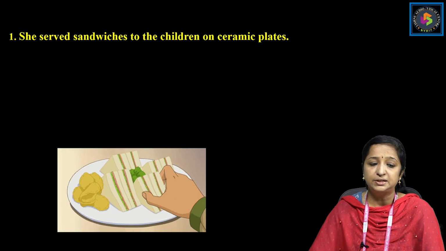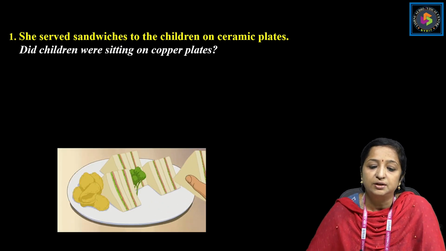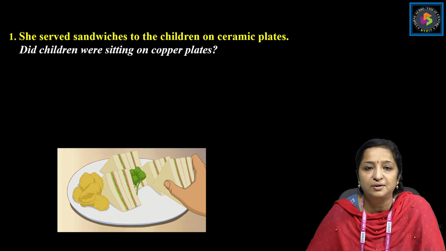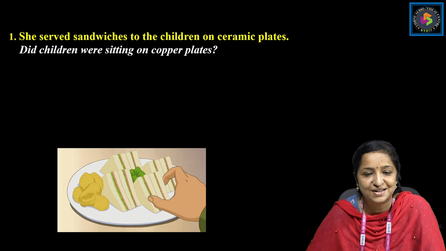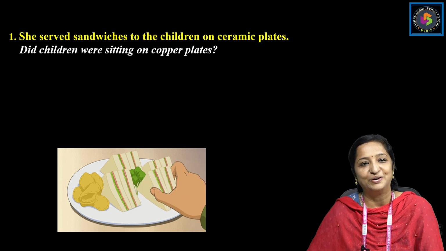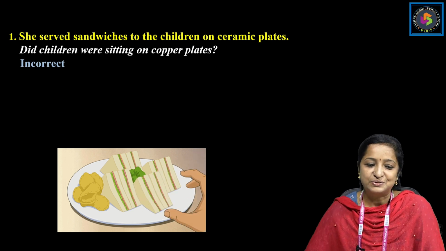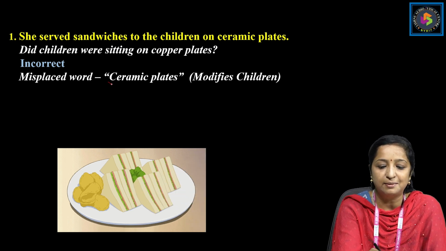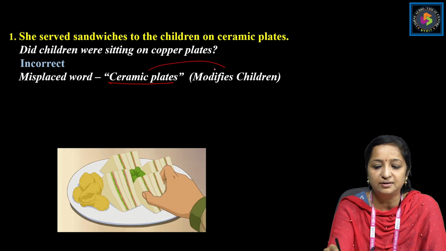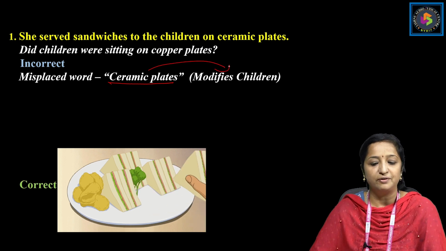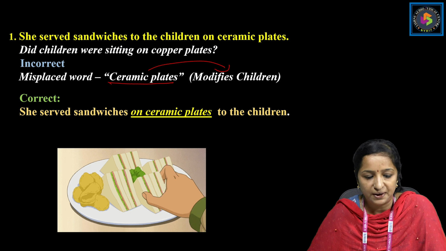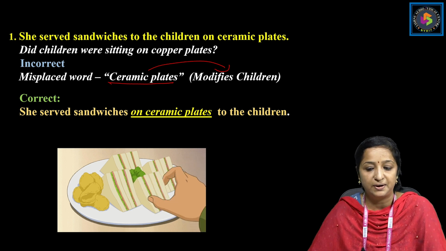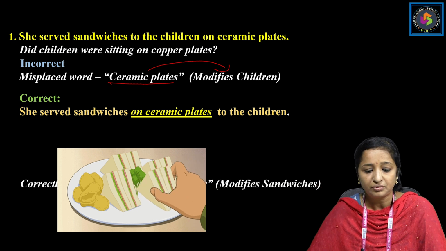So, this sentence conveys a meaning that the children were sitting on the copper plates, and to those children, the mother served the sandwiches. So, sandwiches will be on the plate, but not the children. So, this is an incorrect one. Here the misplaced words ceramic plates is modifying the children instead of modifying the ceramic plates. So, the correct one is, she served sandwiches on ceramic plates to the children.